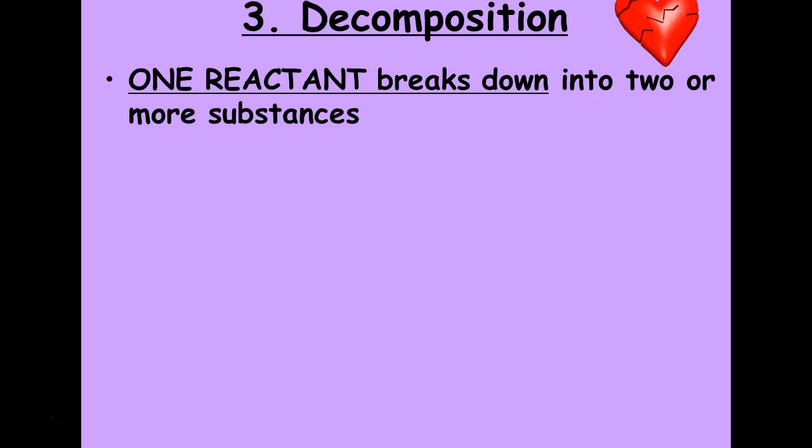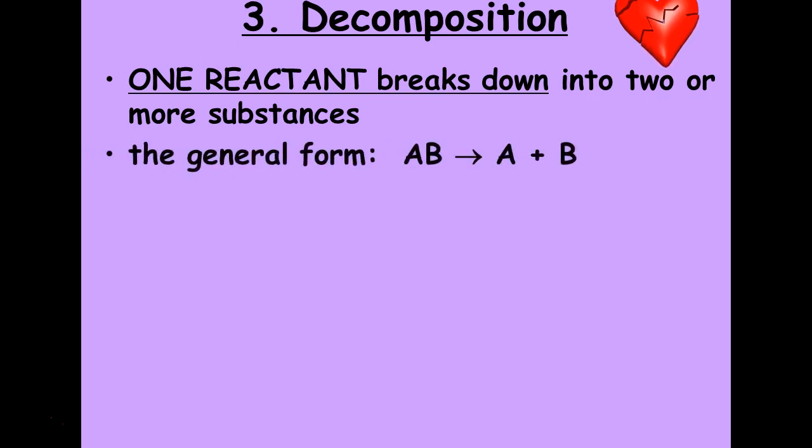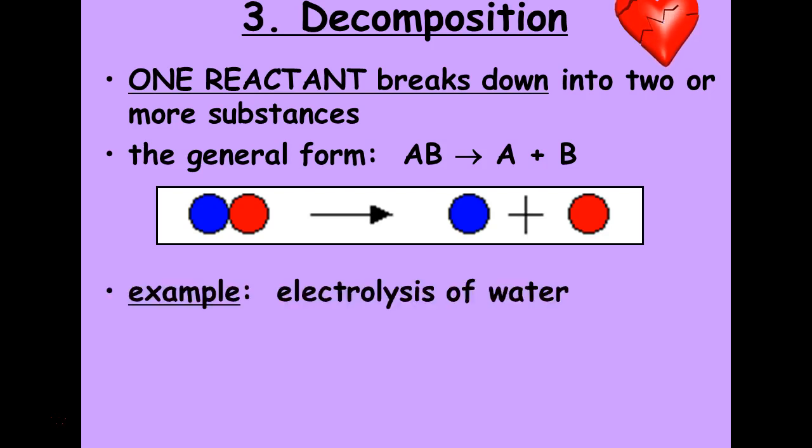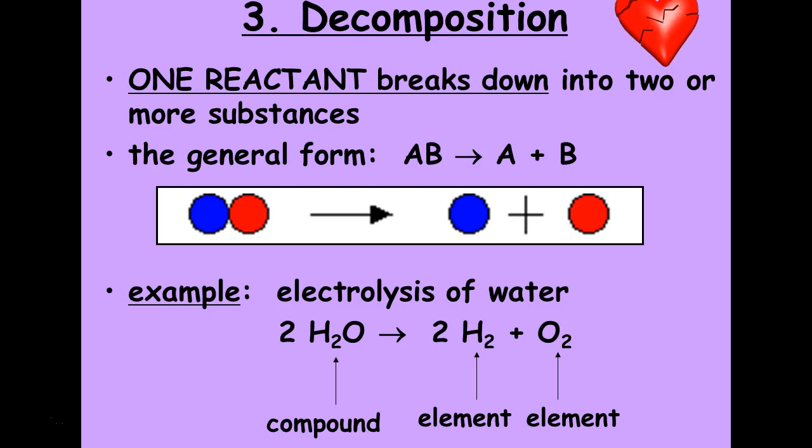And the general form for this is the exact opposite of what it was for synthesis. It's AB, so you're starting with the compound already together, and you're going to break it down, and it's going to be A plus B. So if synthesis is 2 people getting married, then decomposition is 2 people getting a divorce. Nice, right? An example of this is the electrolysis of water, and that's when you take the compound of H2O and you break it down and you get 2 hydrogen atoms and 2 oxygen atoms.